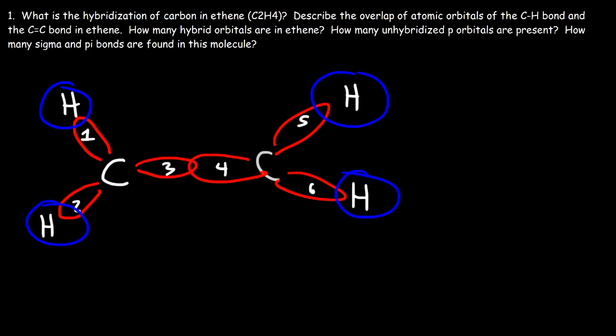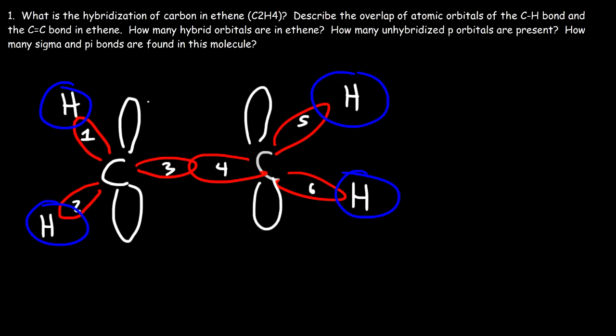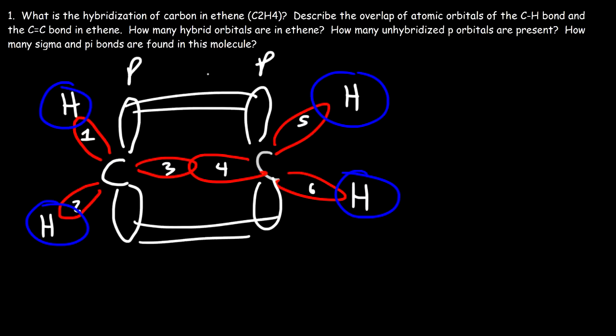Now what about the unhybridized p orbital? Where is that in this molecule? The unhybridized p orbital exists above and below the sigma bond. The overlap of atomic orbitals produces the sigma bond, but the unhybridized p orbitals produce the pi bond. So now we can move on to our next question. How many sigma and pi bonds are found in this molecule?